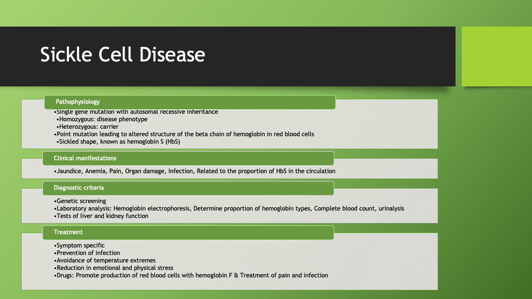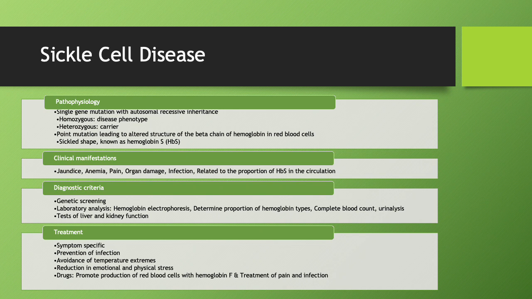Okay, so here we have sickle cell disease, and this is considered a single gene mutation with autosomal recessive inheritance. So both parents have to have the trait, and normally you have to have a homozygous disease phenotype. And when we talk about phenotype, that's the expression of the gene. And you have a heterozygous carrier. As far as your mutation, the hemoglobin in the red blood cells is sickle shaped. These sickle shaped cells are known as hemoglobin S.